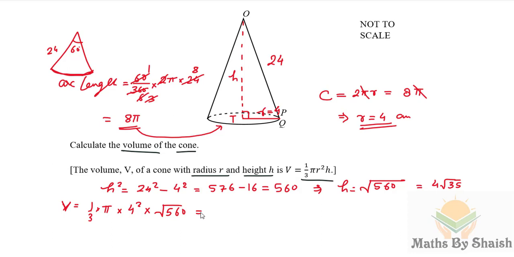16 pi multiplied by root 560 multiplied by 1/3, and the answer is 396.499 and so on, and hence we can write our answer to 3 significant figures. It is going to be 396, because the next number is 4, so 396 centimeter cube, because here the radius is in centimeter. I hope it is clear. Let's discuss the next question now.